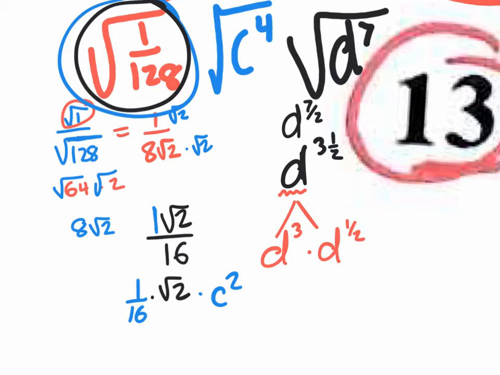Now, the d to the 3rd, that's just d to the 3rd. But what's d to the 1/2? You can't really do that, so let's rewrite it back in radical form. So what's d to the 1/2 power? The square root of d, right?